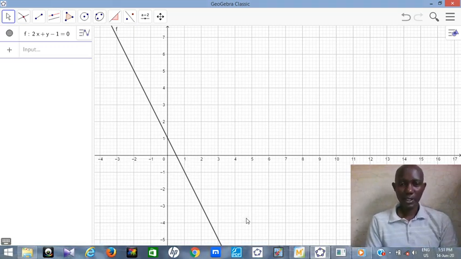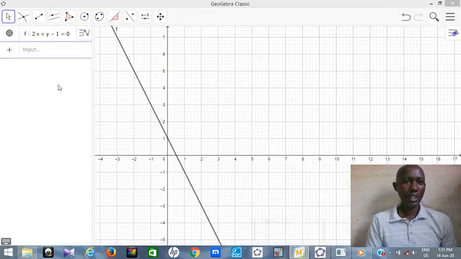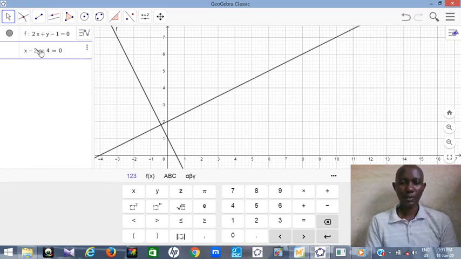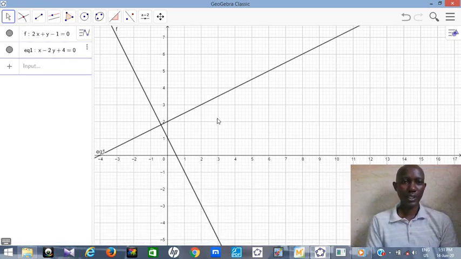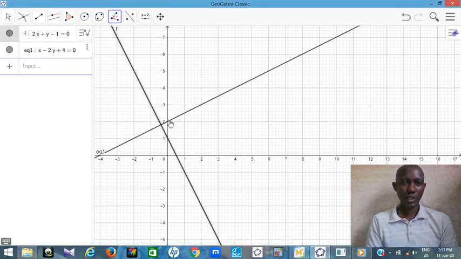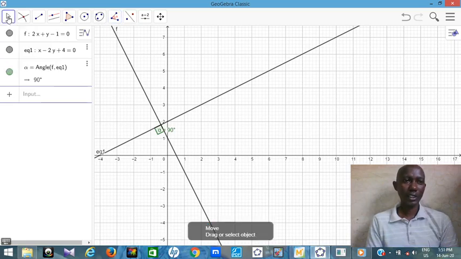You can see it. So let's type the second equation, which is x minus 2y plus 4 equals 0. Okay, so that is it. So if we check the angle between these two lines, you can see it's 90 degrees.